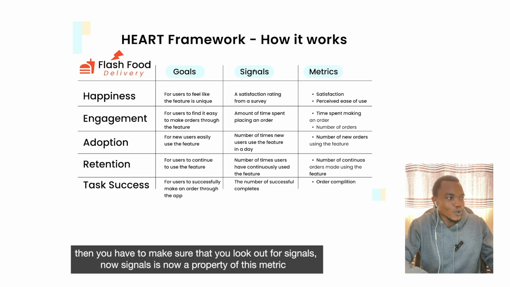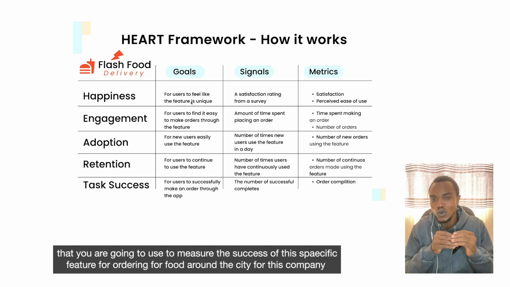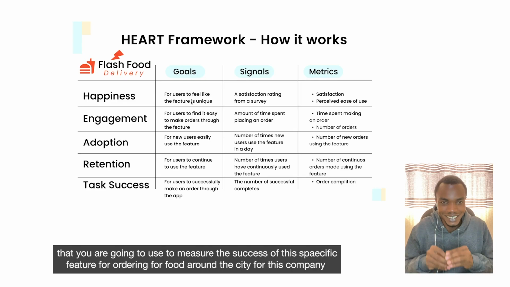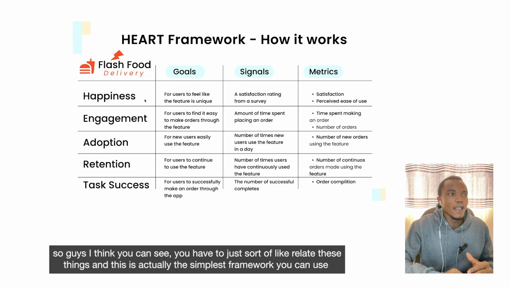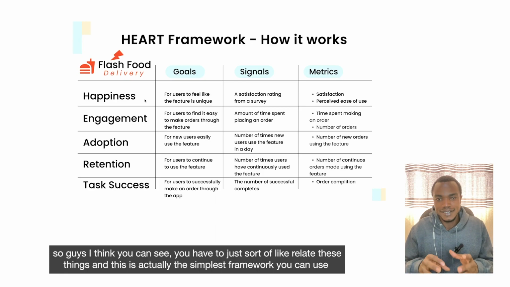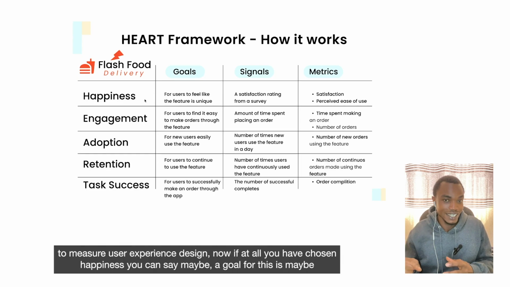Now, signals is a property of this metric that you're going to use to measure the success of this specific future for ordering food around the city for this company. So, guys, I think you can see you have to just relate these things, and this is actually the simplest framework you can use to measure user experience design.